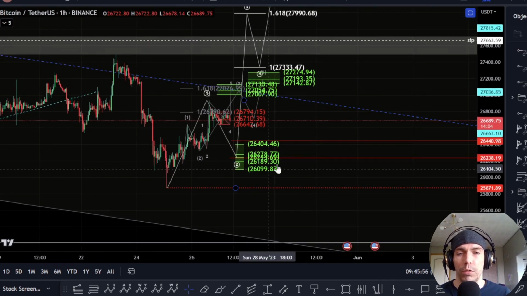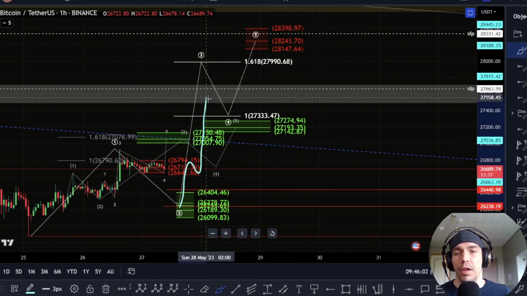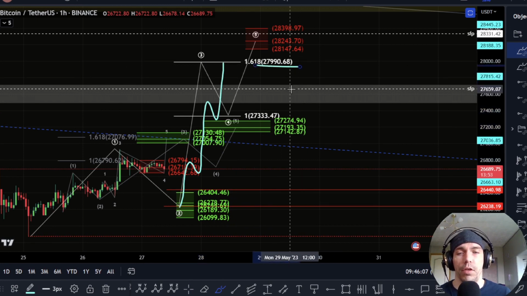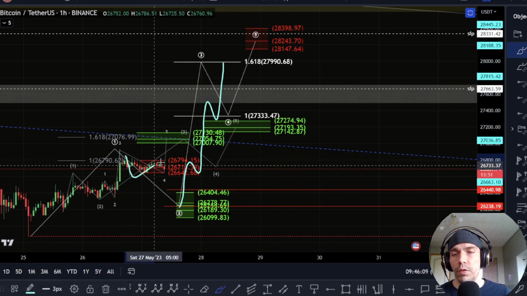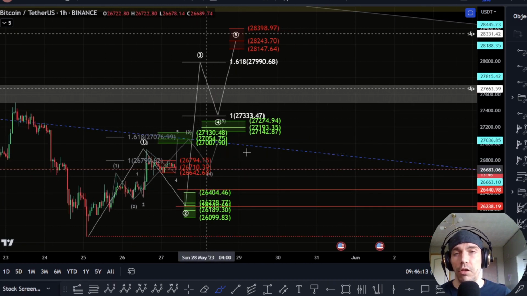Now, if we did manage to hold support here towards this 26,099, what we could then see is continuation to the upside in a bigger 5-wave move, looking towards this zone of this 27,990. Now, these moves obviously depend on how deep we come here. If we follow the gray count, this white count would change completely.